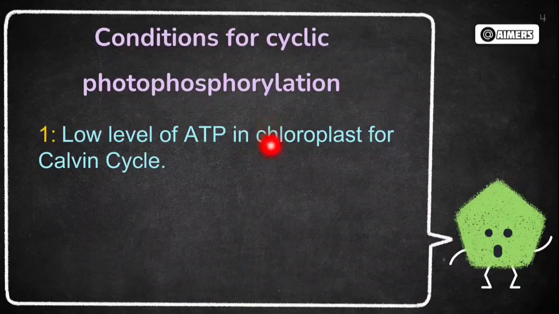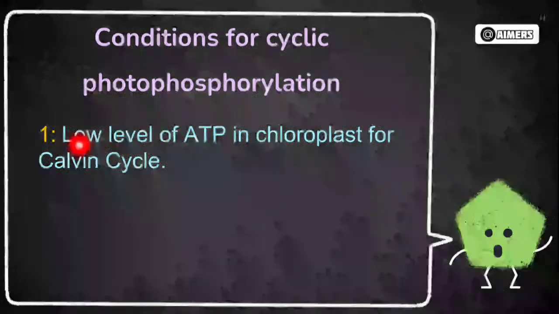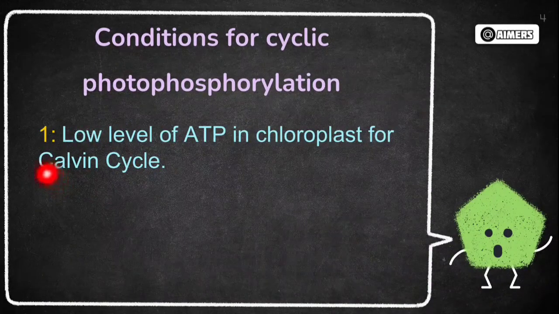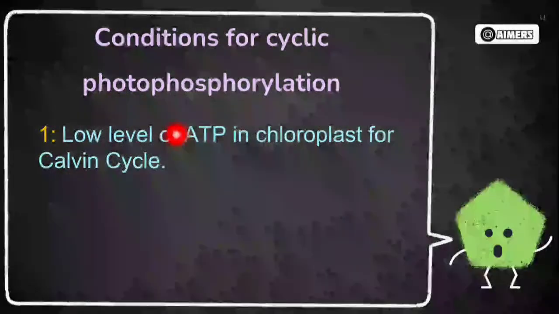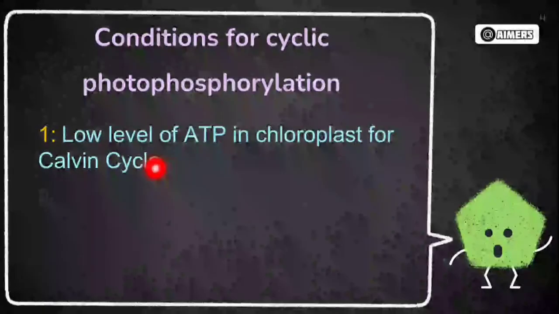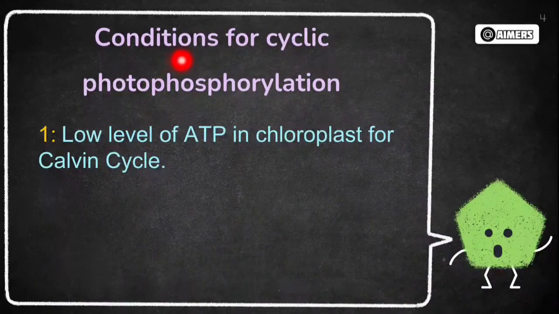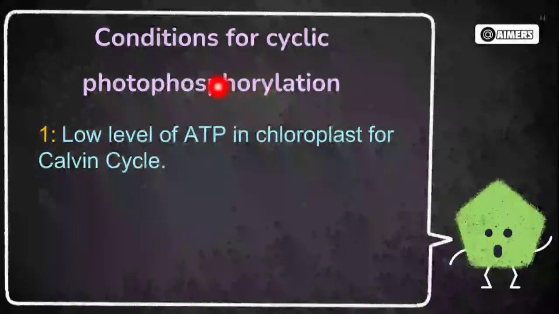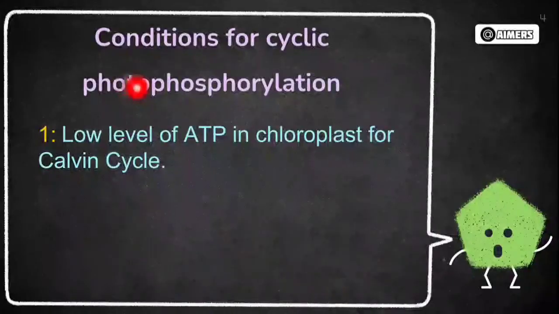Sometimes in non-cyclic photophosphorylation, there is not so much production of ATP. The level of ATP is not as much as is required for the Calvin cycle. As you know, the energy absorbed by the electrons is converted into the chemical energy of ATP, and this chemical energy of ATP is then transferred to glucose in the Calvin cycle. So sometimes the level of ATP production is not what is required for the Calvin cycle. That would be the time when non-cyclic photophosphorylation will be stopped and cyclic photophosphorylation will start.